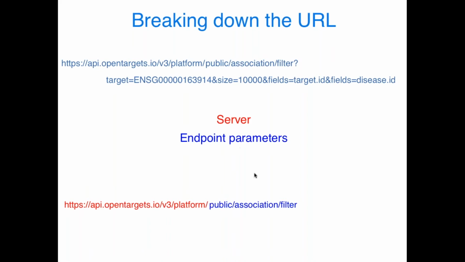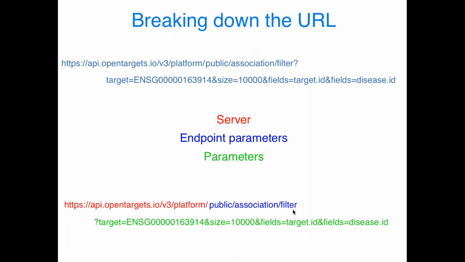So we've got several endpoint parameters available for our users. Some of them are public, others are private. And we've got, for example, the association filter. We've got the search, so public /search. We've got evidence filter, association by ID, evidence by ID, and so on and so forth. So those are the endpoint parameters.